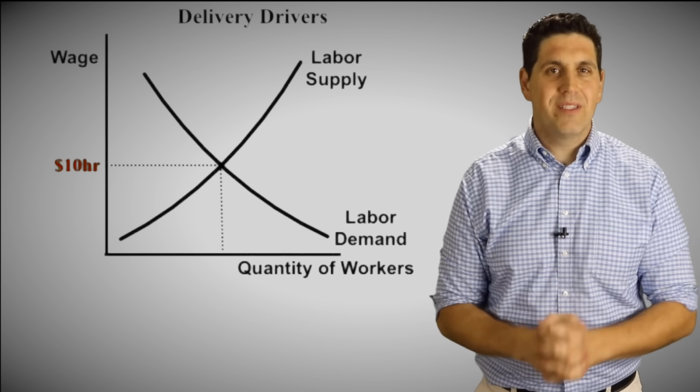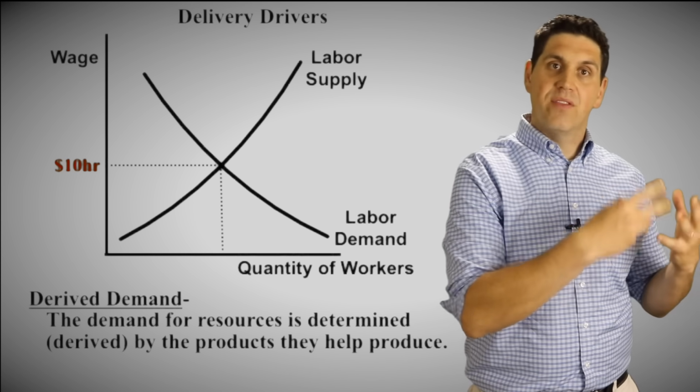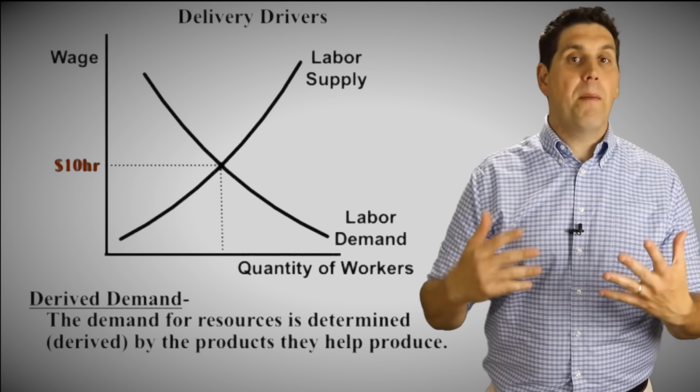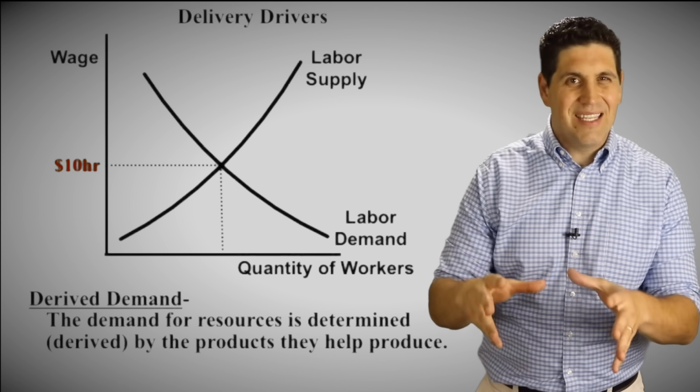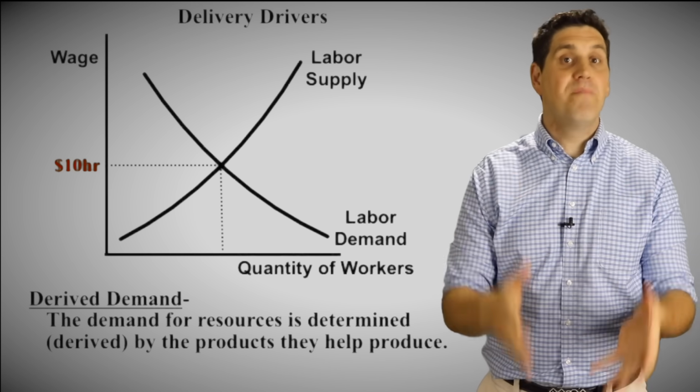The first concept you have to know is the idea of derived demand. The demand for labor depends on the product that labor produces. So if the demand goes up for pizza, then the demand is going to go up for pizza delivery drivers. That's the idea of derived demand. You should also be able to recognize shifts in this curve and the idea of minimum wage.